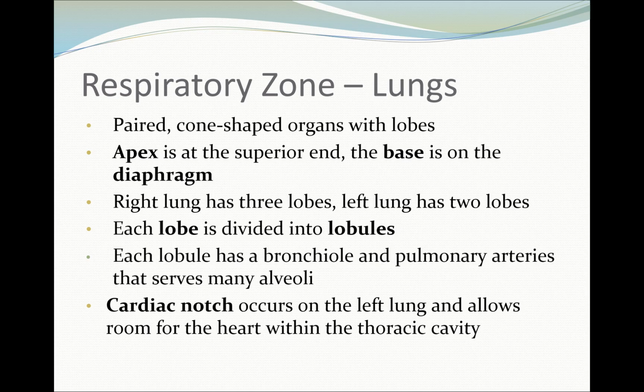The right lung has 3 lobes and the left lung has 2 lobes. And each lobe is divided into lobules. Each lobule has a bronchiole and pulmonary artery that serve many alveoli. The cardiac notch occurs on the left lung and allows room for the heart within the thoracic cavity.